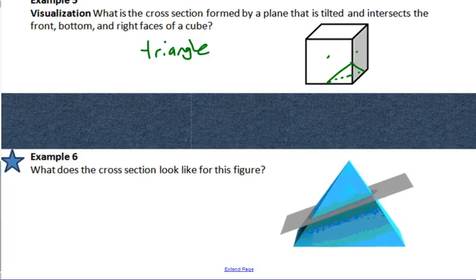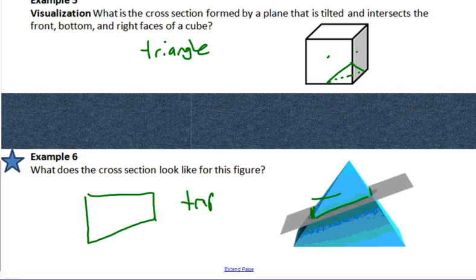I want you to do this one on your own. What does the cross section look like for this figure? If you picture it, what do you think that cross section looks like? So go ahead and describe it. Well, I think it would look like this. Since the top part up here would be a little bit smaller because it's towards the top, the bottom part down here will be a little bit bigger since they're kind of closing off. So it would be a trapezoid again. Again, it's all about visualizing it. If you have questions on this, ask, but it's all about visualizing these cross sections.